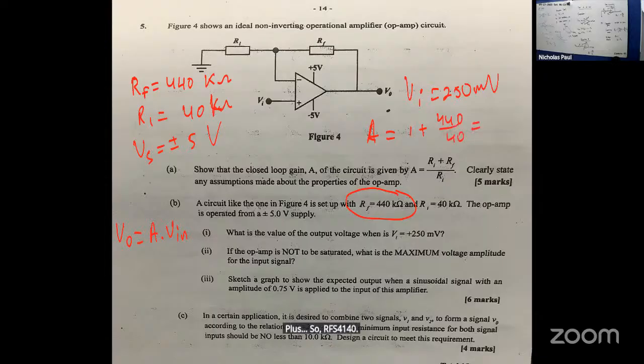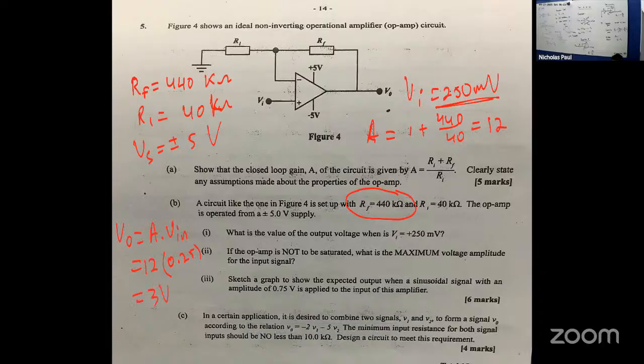How much do you get? Do that mentally, fast. 11 plus 1, so 12, right? The gain is 12. So that'll be 12 multiplied by 250 millivolts, but I convert it first. Are you okay with that? I convert to volts, 0.25. So your Vout is what? What is 12 times 0.25? 3.